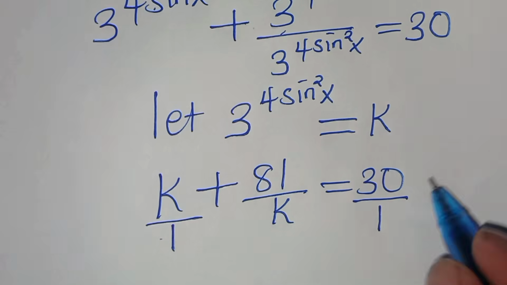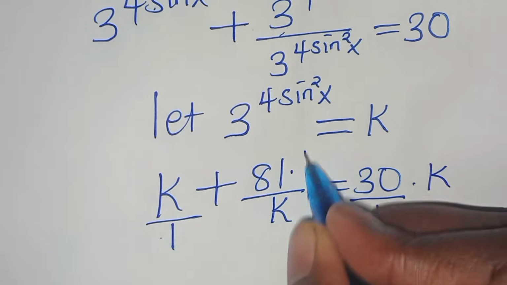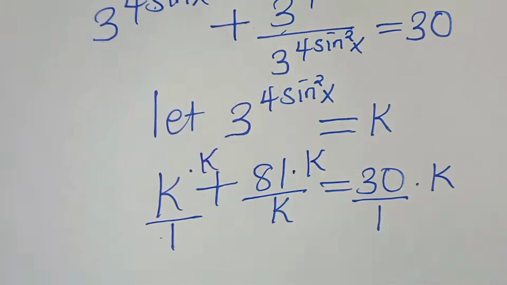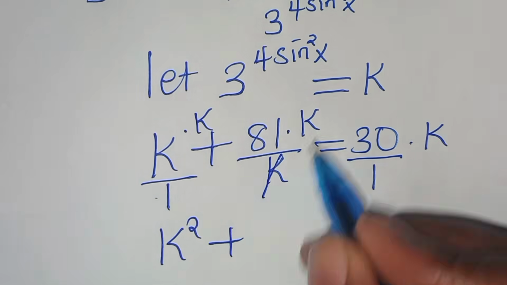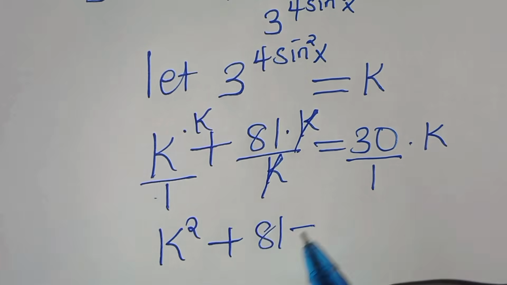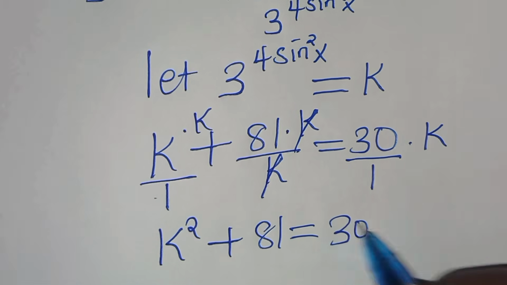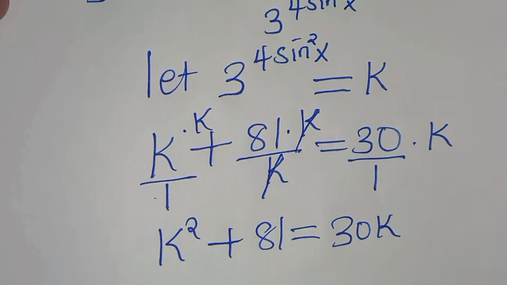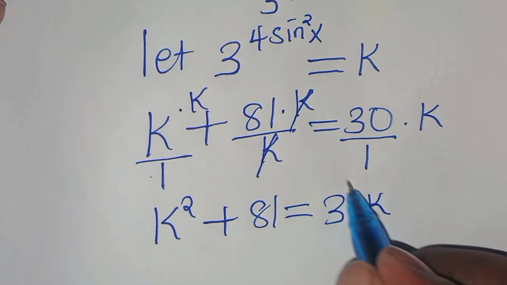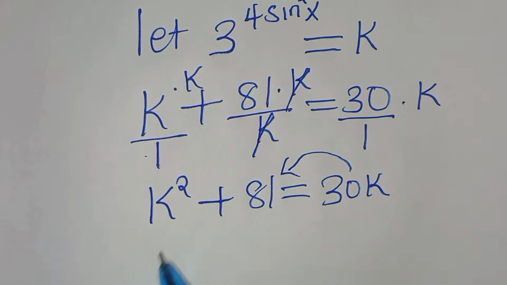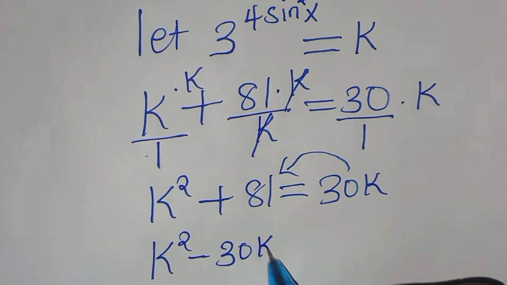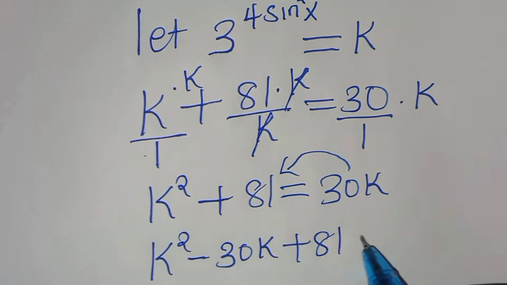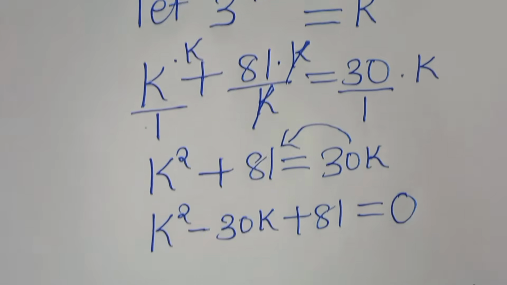The LCM is k, so let's multiply everything by k, so that we have k to the power of 2, then plus 81, this is equal to 30k. The next step is to take 30k to the left hand side, so that we have k squared minus 30k plus 81. This is equal to 0.